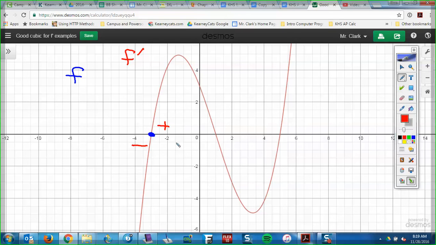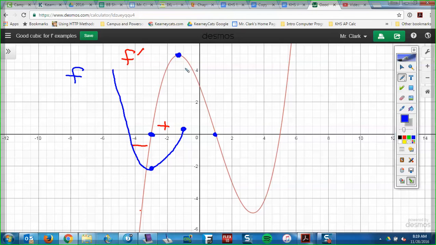F prime going from negative to positive means F is going down to up. There's going to be a local min right there, right? What we care about down here is that this is negative. So what's my blue graph doing? My blue graph's got to be coming down, right? And it's got to be bottoming out like that, right? Then it's positive until here. So that means this graph is going up until right here.